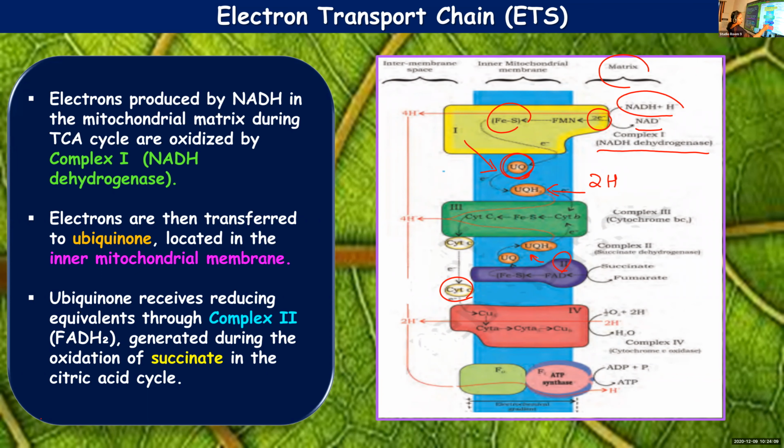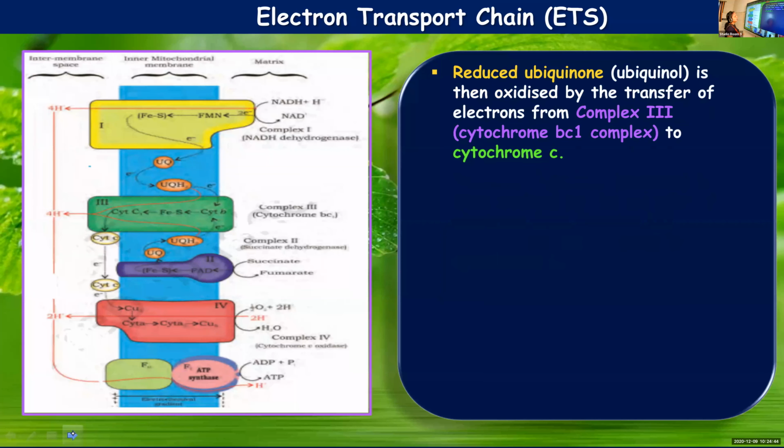From there, the electrons and protons, FADH2 gets oxidized to FAD, and the electrons will be transferred to iron sulfur compounds. And those electrons are also received by ubiquinone. So from complex 1 also it receives electrons, and from complex 2 also, and they will receive 2 hydrogen atoms or 2 protons from the matrix and get reduced. You call it ubiquinol.